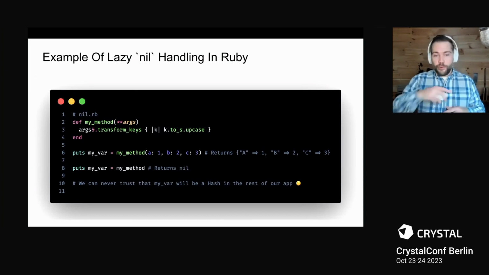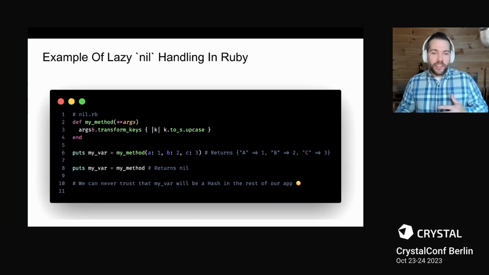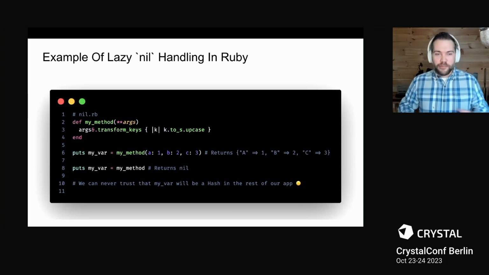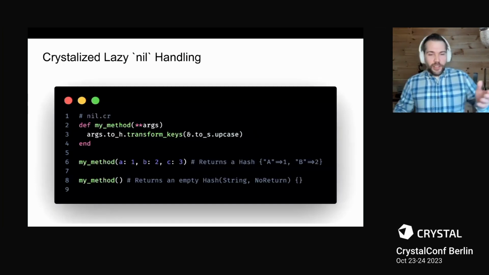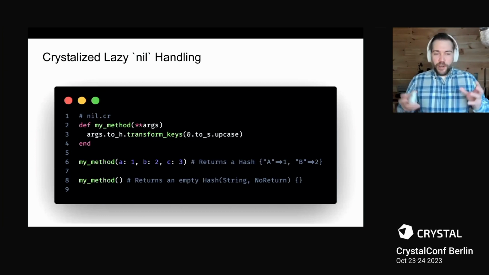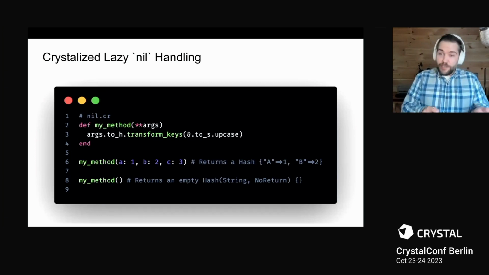So in this example, we've got my method, we call it with some keyword arguments, and it returns the hash that we're expecting. But we can also call it without any arguments, and it returns nothing, and in Ruby, you don't care. So if you try to do this in Crystal, you end up with kind of a crystallized Ruby, where you still have an almost identical method, right?